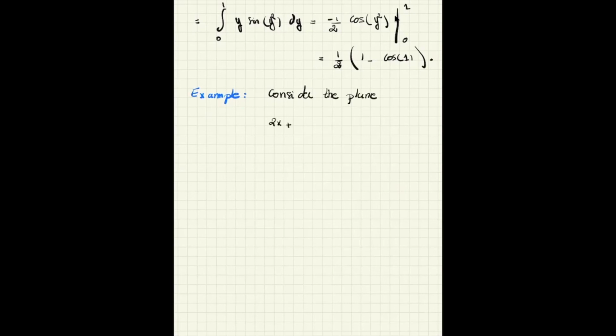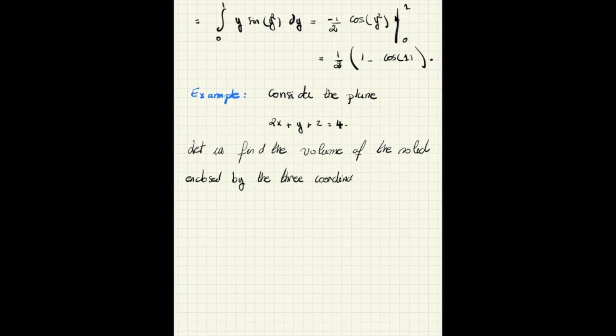So for example, consider the plane P: 2x plus y plus z is equal to 4. Now, let us find the volume of the solid enclosed by the three coordinate planes and the plane P.